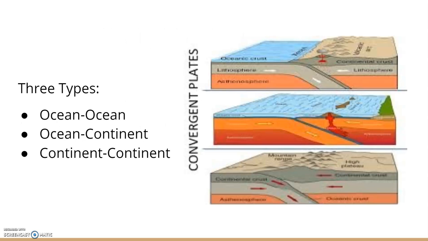There are three types. There is ocean-ocean, ocean-continent, and continent-continent. Here in the pictures I have over to the side, the top one would be ocean-continent, the middle will be ocean-ocean, and the bottom will be continent-continent.